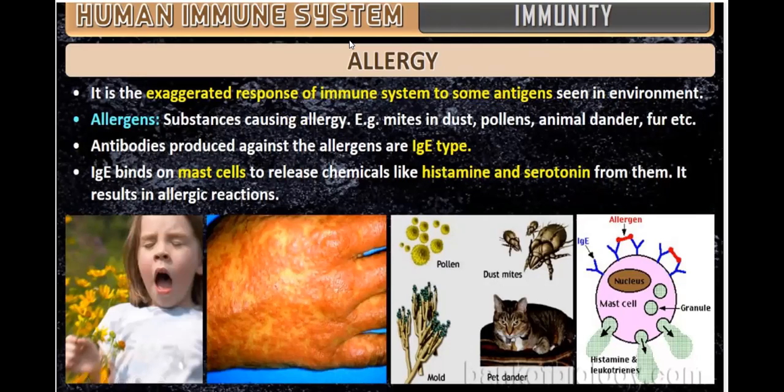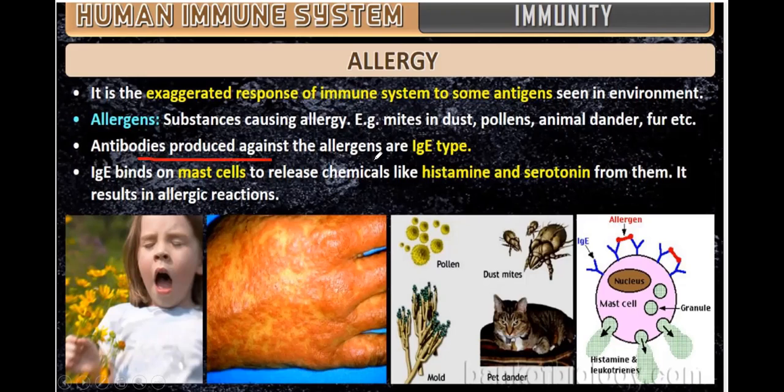Now, allergy. What is allergy? It is the exaggerated response of the immune system to some antigen seen in the environment. Allergy is caused by allergens. Those materials which cause allergy are known as allergens. The substance causing allergy is called an allergen. Examples: mites in dust, pollen, animal dander, fur, and others.